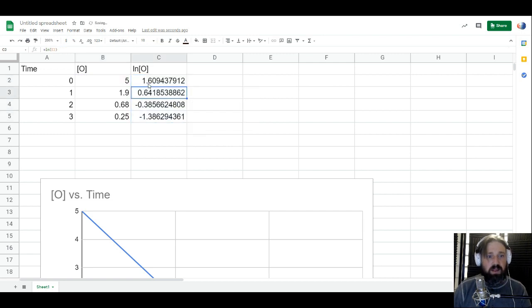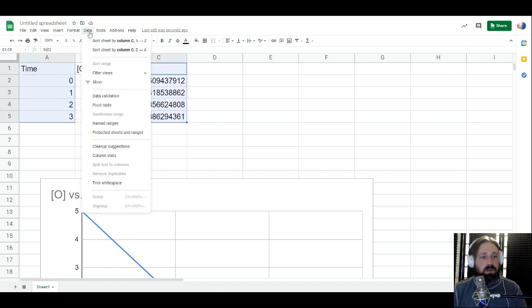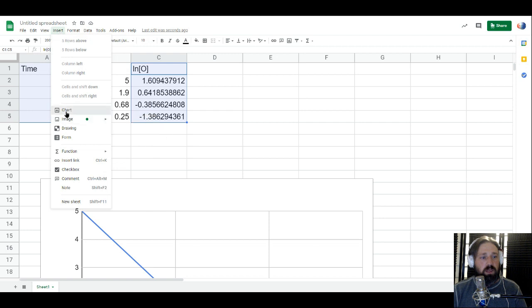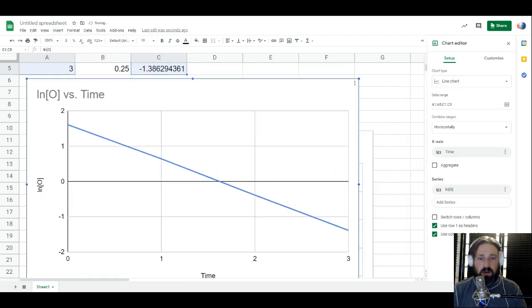And bring that down. Cool. So now I am going to insert a chart for this one. This one looks pretty straight. This one looks real straight. So it's probably first order because of that.